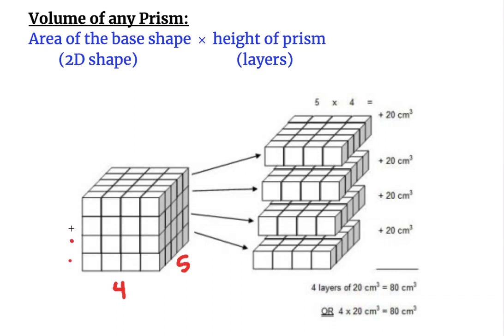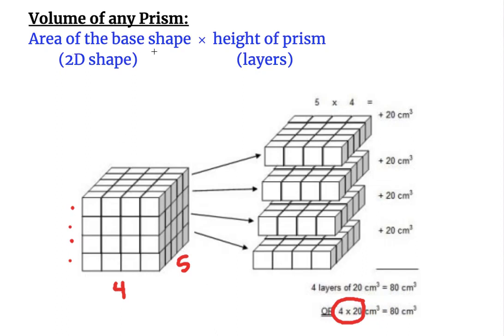There's 1, 2, 3, 4 layers. So instead of adding 20 four times, 20 plus 20 plus 20 plus 20, the shortcut is just to take what we got when we multiplied it, 4 times 5, 20, and just multiply by 4 for all the layers. So that's what we're talking about.